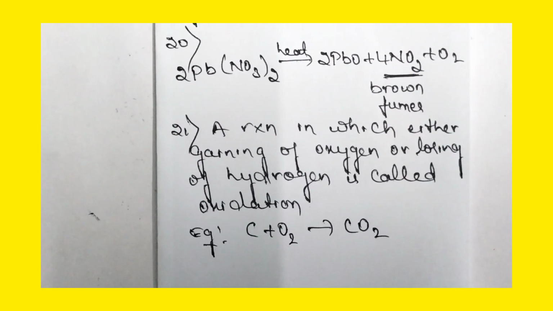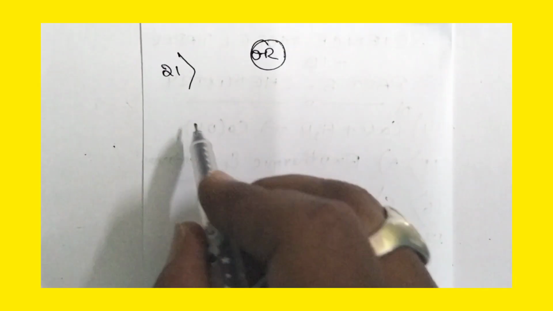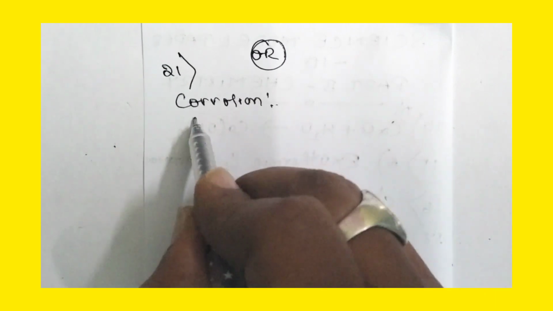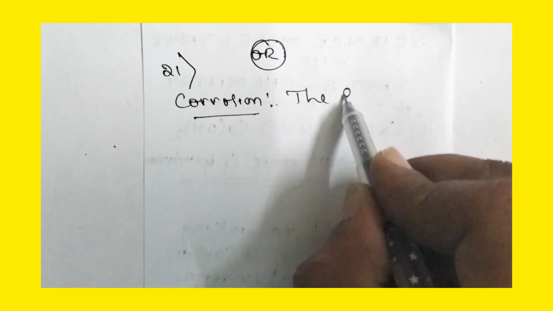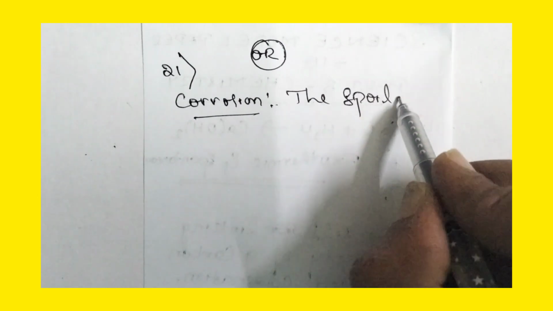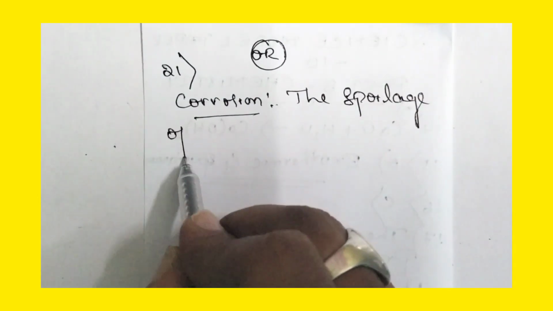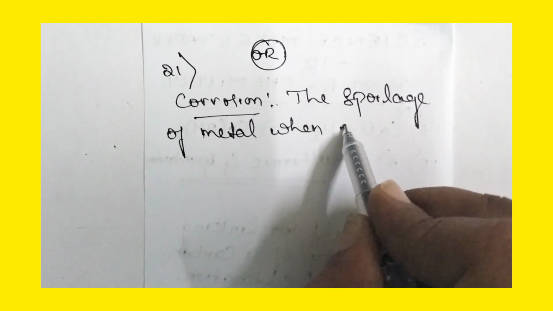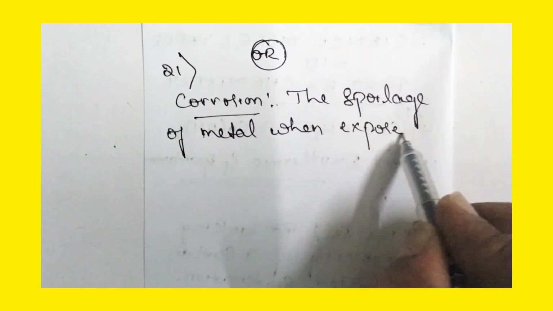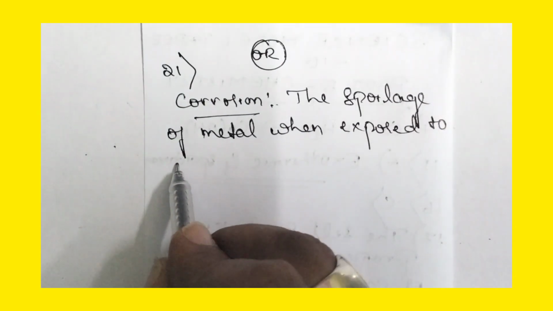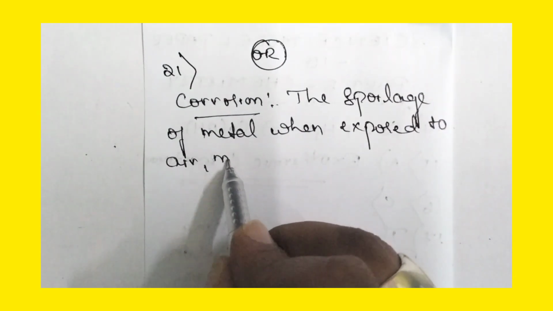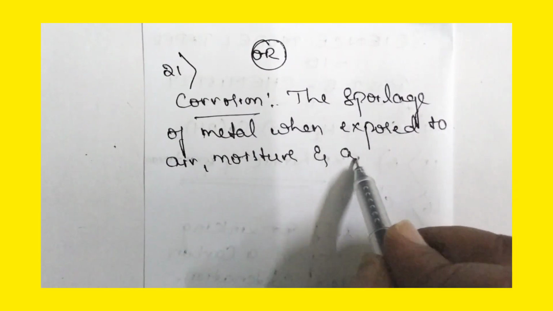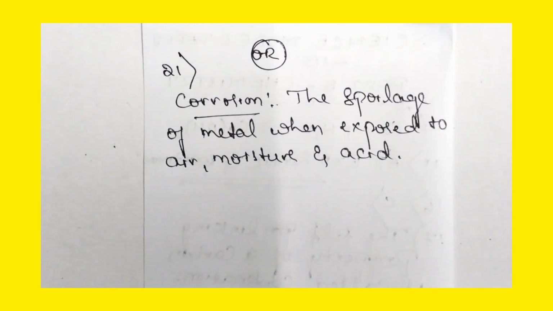What is meant by corrosion? So now let us define what is meant by corrosion. Corrosion is defined as the spoilage of metal when exposed to air, moisture and acid is called corrosion.